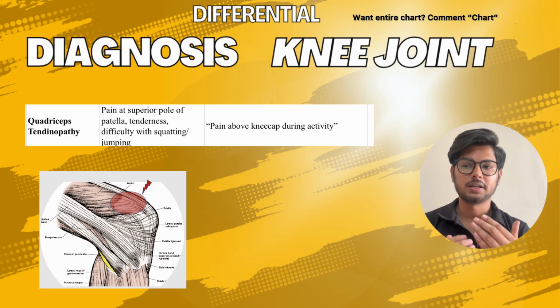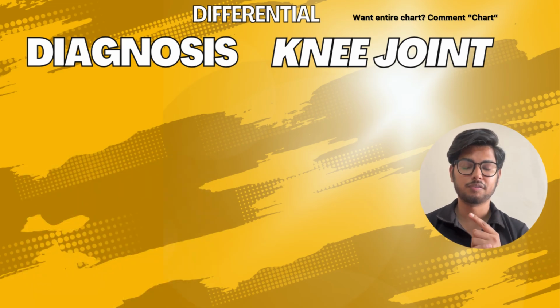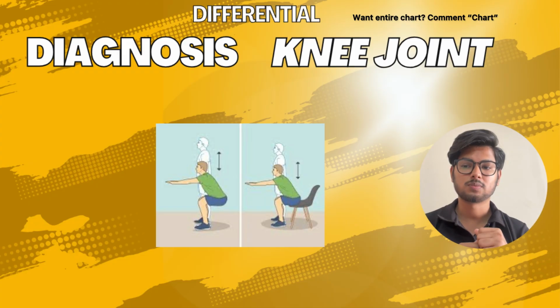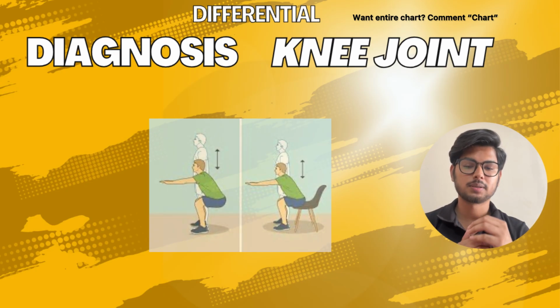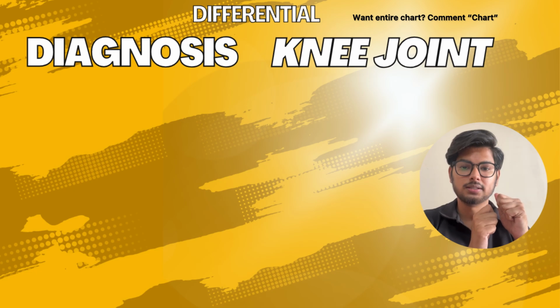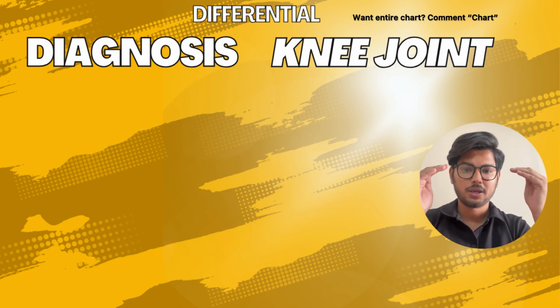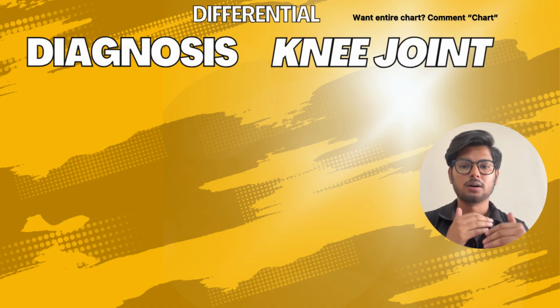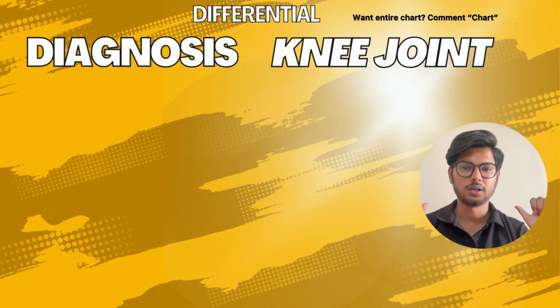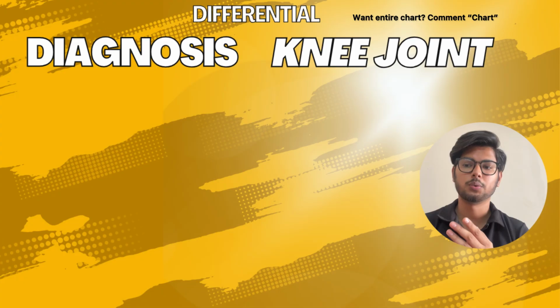Then there is difficulty in squatting. In these patients there will be difficulty while squatting as well as jumping, because the moment they move into the squat, the knee needs to flex down. During flexion, if they have quadricep tendinopathy, that tendon is in a chronic phase and will not allow stretching, so their pace will be reduced, and they will have a little difficulty moving into knee flexion while doing the squat.